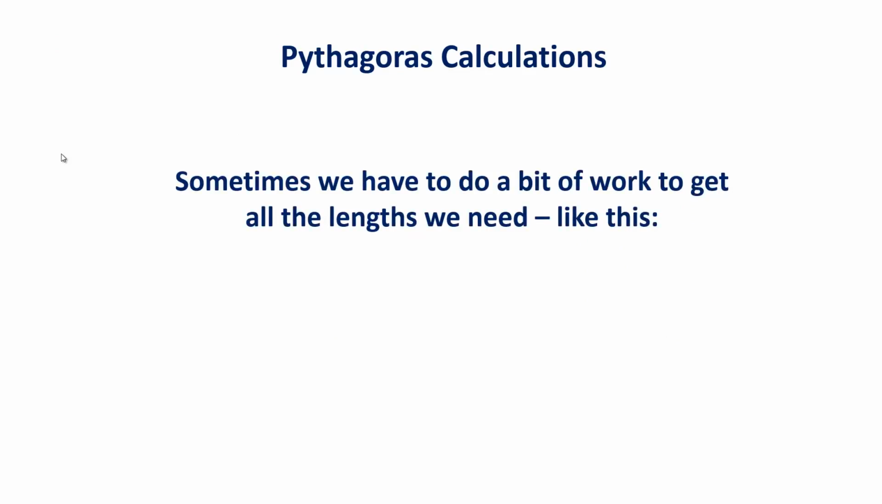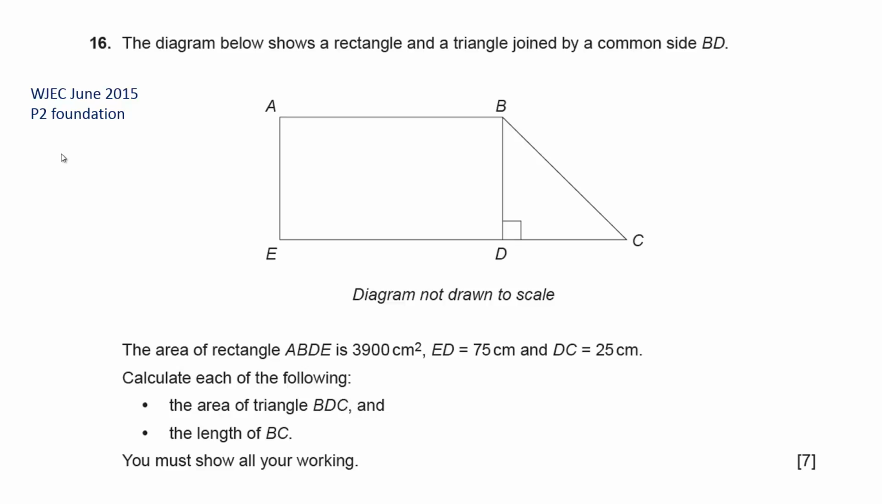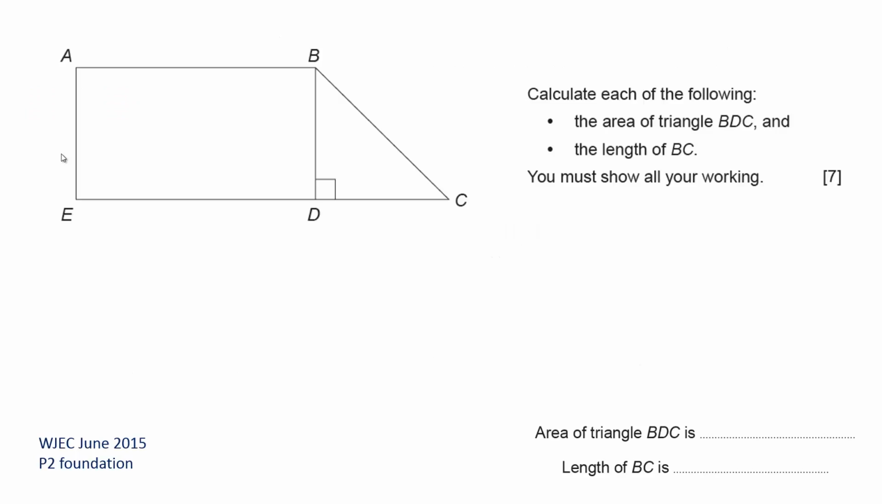Okay, sometimes we've got to do a little bit of work to get all the lengths in the triangle before we can use Pythagoras. And here's a good example from a WJEC paper from 2015. So they're telling us the area of the rectangle is that. They're telling us that the length ED and DC is that. But we've got to work out the area of the triangle and the length of BC. Now, once we see we've got to do some work on that triangle, we think, oh, it could be Pythagoras. It's a right angle triangle. We're dealing with lengths. But we need to know something or find out something first.